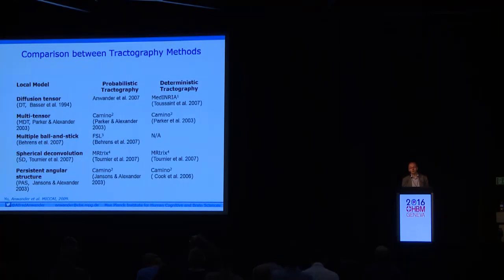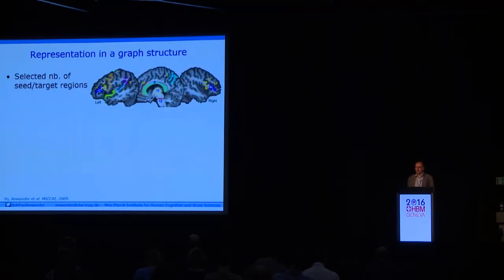Okay, the other thing is different local models. We saw this, although different tractography methods like probabilistic and deterministic also influence the results. There we systematically varied different local models like tensor, multi-tensor, ball and stick from FSL, spherical deconvolution, and persistent angular structure, with probabilistic and deterministic tractography, and did connectome analyses with the different methods. We defined a set of about 10 seed regions in the left and right hemisphere, which are in this language network.